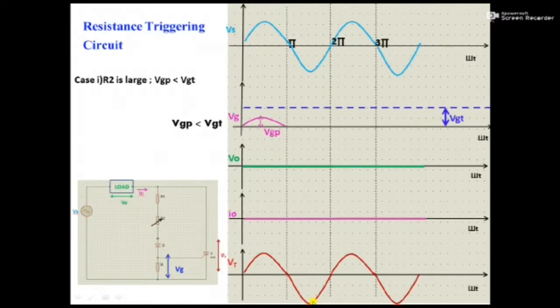Okay, so when the thyristor is off, the supply voltage appears across the thyristor, whereas the voltage dropping across the load is very negligible, so it is taken as voltage 0. So this is what happens when the thyristor is off, and this is the load current. So this is one case where R2 is very large and VGP, the peak value of gate voltage, is less than VGT. Let's see the second case now.